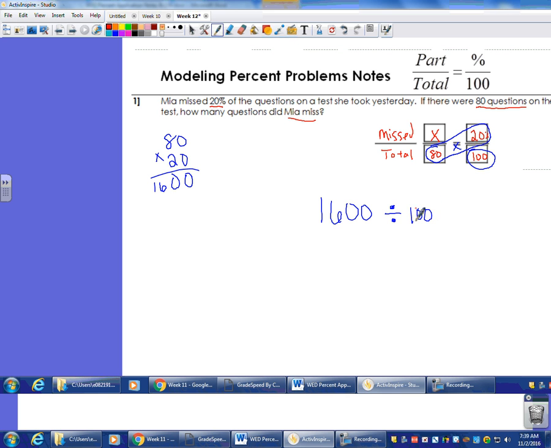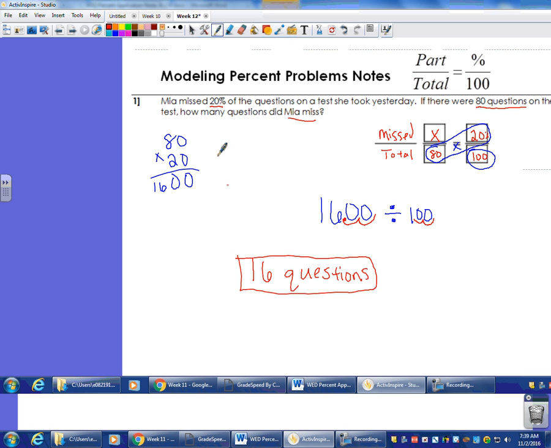Now when I look at this, an easy way to divide by 100 or a 10 is to move the decimal point over 2 times for the number of zeros. So I'm going to move my decimal point over 2 times, and on this test, she missed 16 questions. And that is our answer.